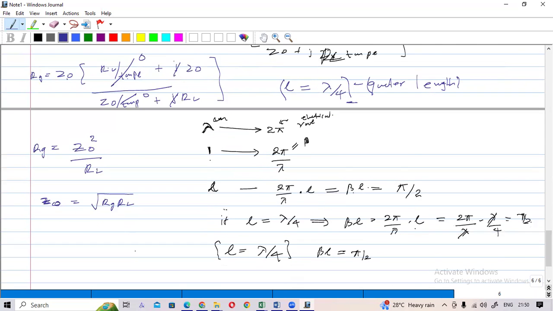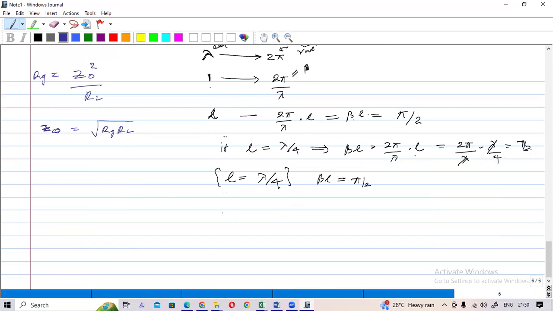What I want to tell you is this is very important. If you have a source with a real impedance value, and also a load with a real value, for the conjugate matching you need to make them equal. Conjugate matching gives the maximum power transfer.